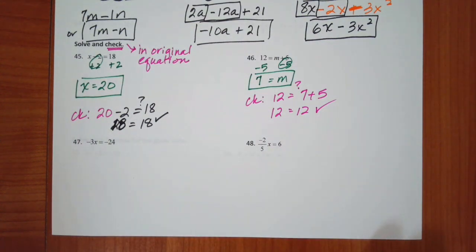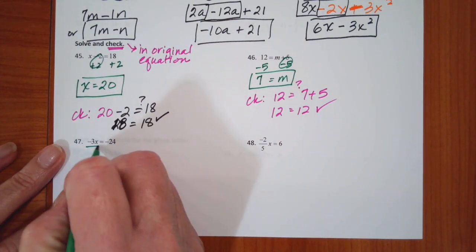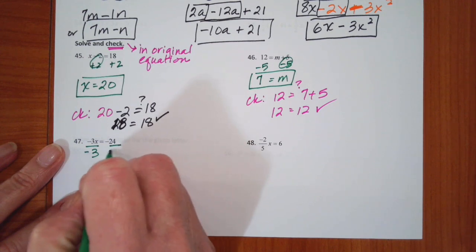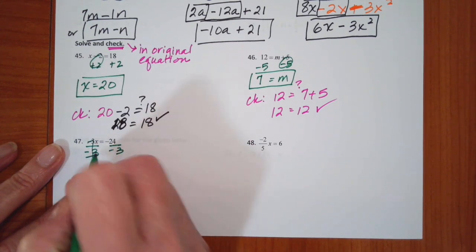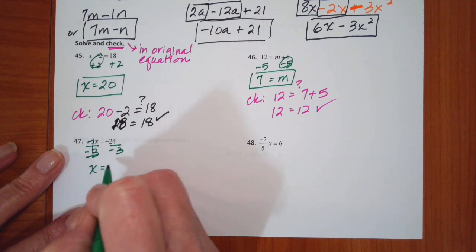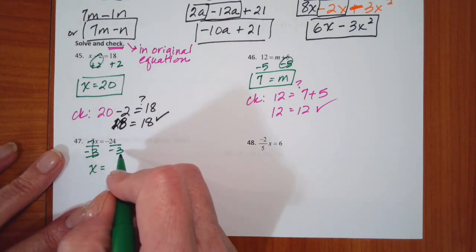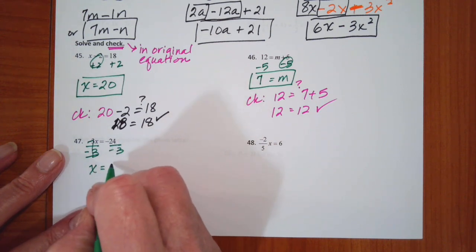If I have negative 3x is equal to negative 24, this is negative 3 times x, so I'm going to divide both sides by negative 3. Anything divided by itself is 1. So I'm left with x is equal to, and negative divided by a negative is a positive, and 24 divided by 3 is 8.